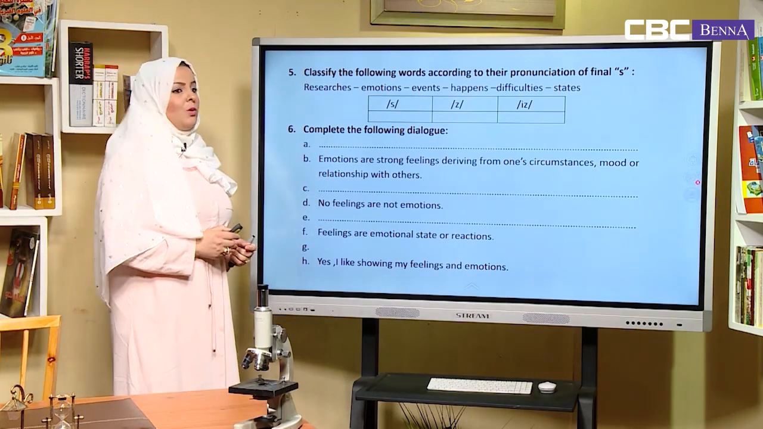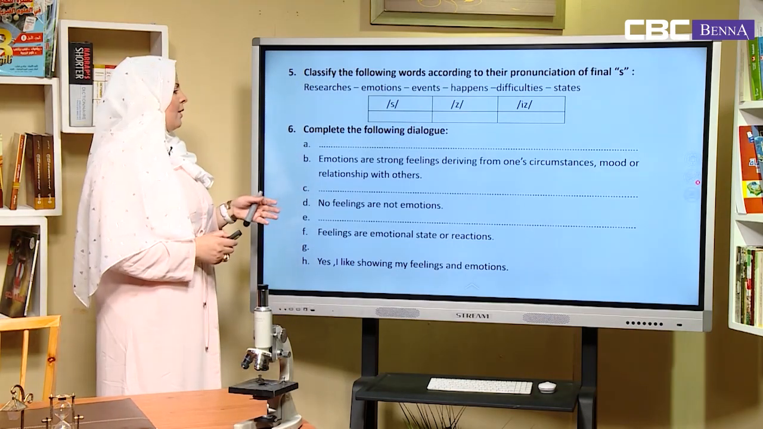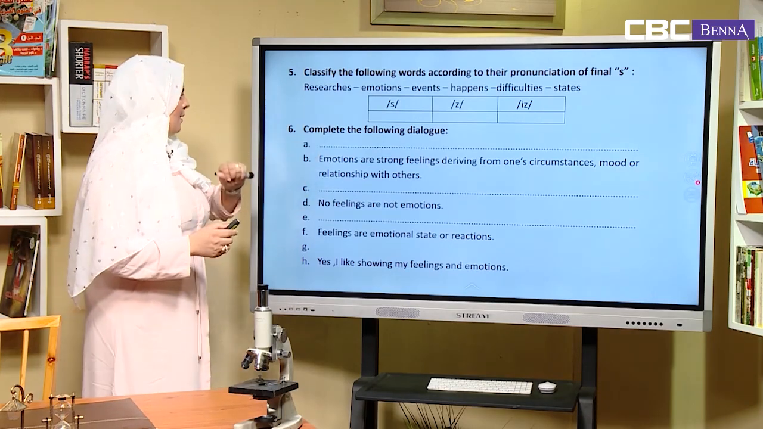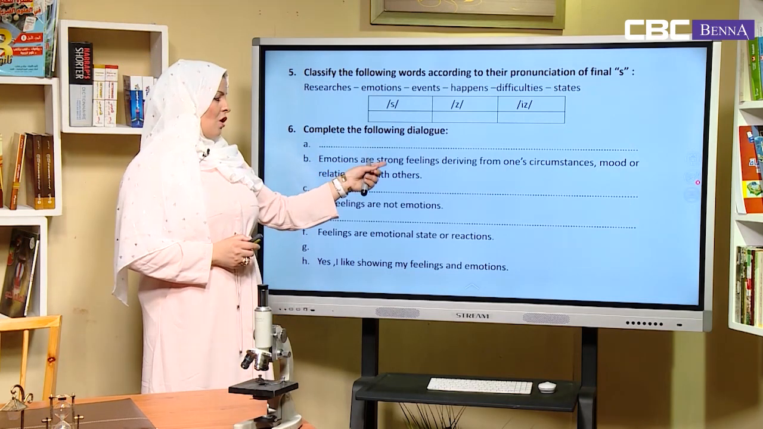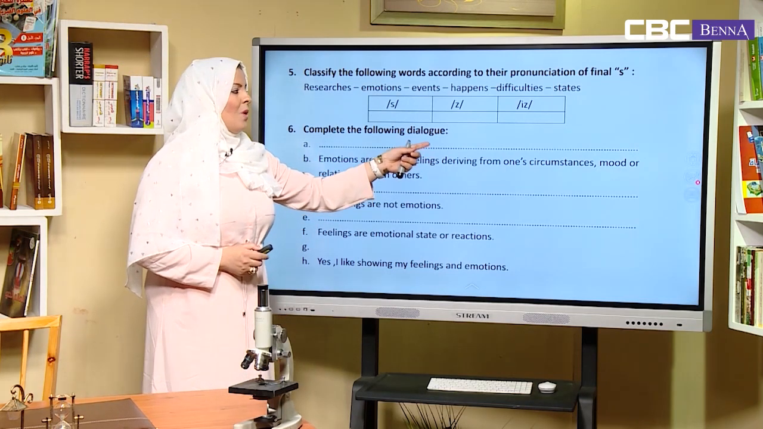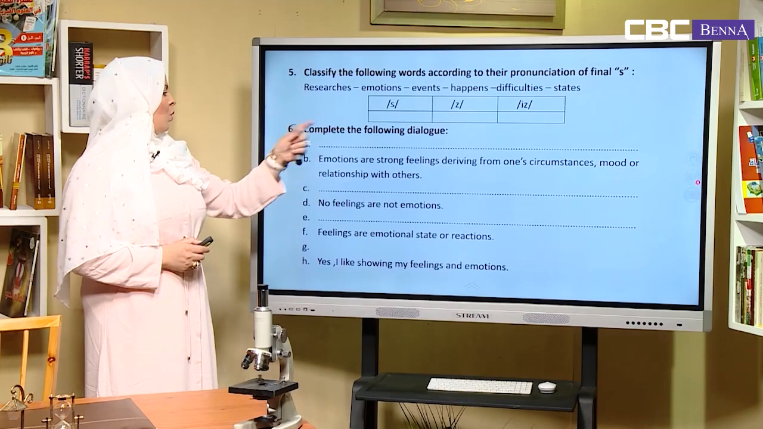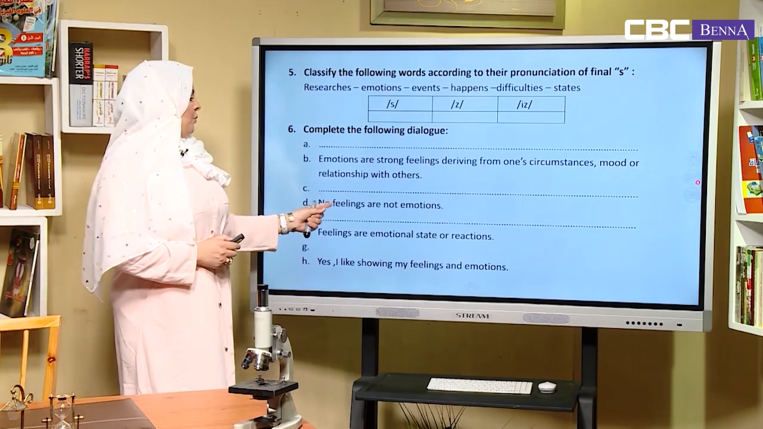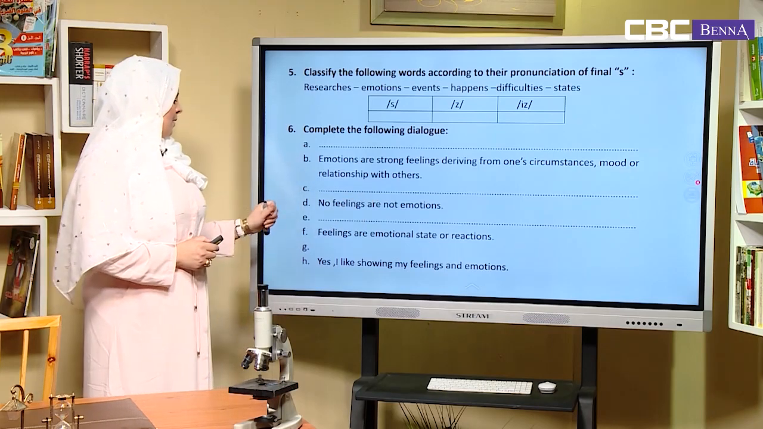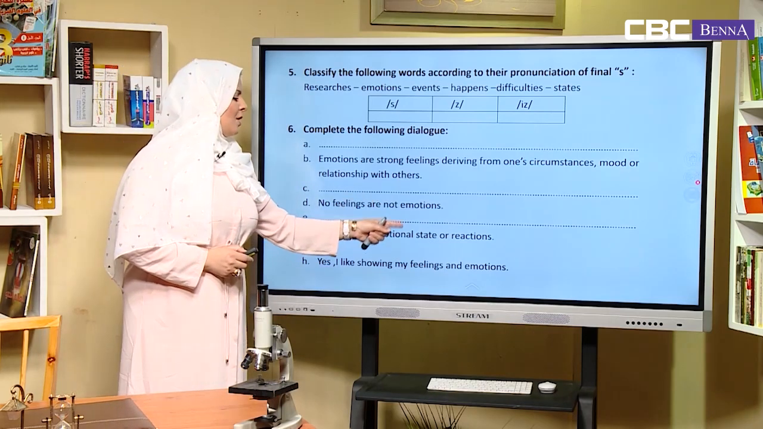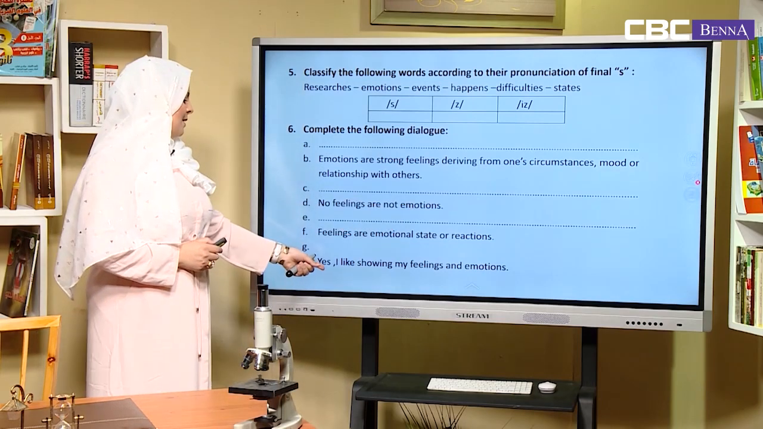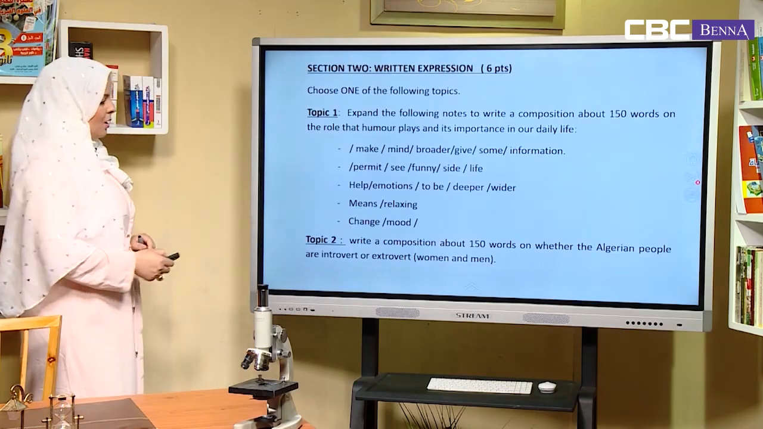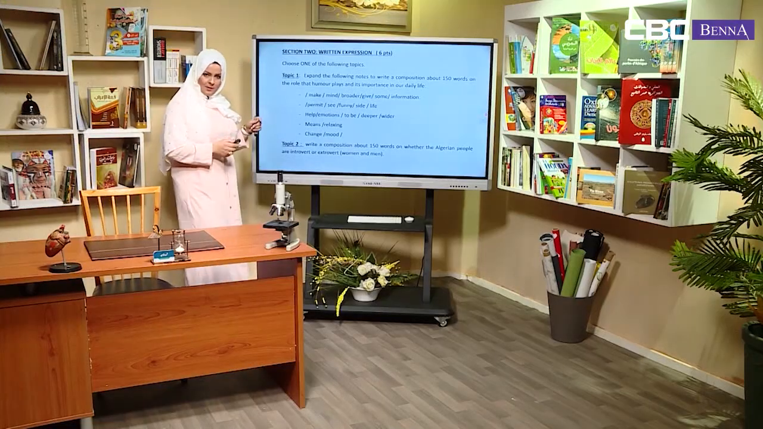And the last activity, which is a dialogue, here they give us B and try to guess A. Emotions are strong feelings deriving from one's circumstances, mood, or relationship with others. No, feelings are not emotions. Feelings are emotional states or reactions. Yes, I like showing my feelings and emotions. So we have finished with the first part.